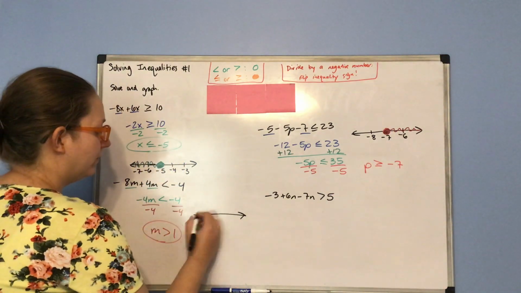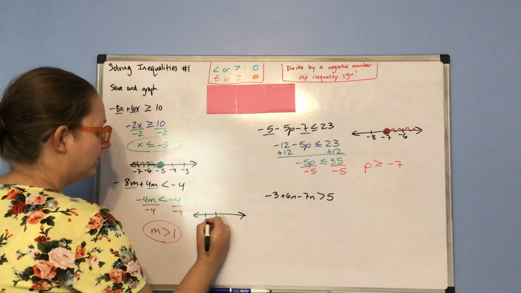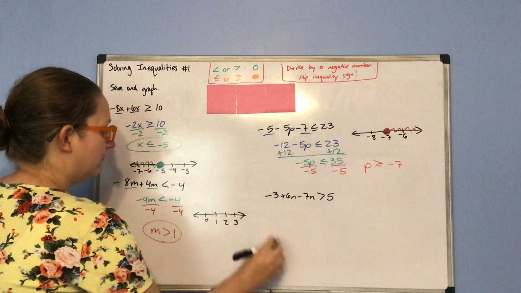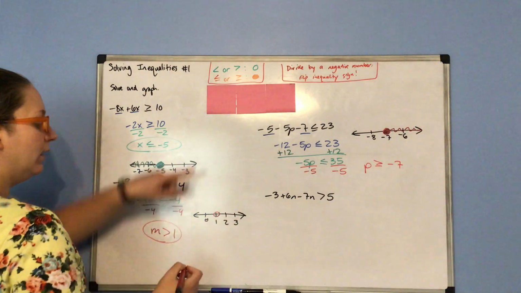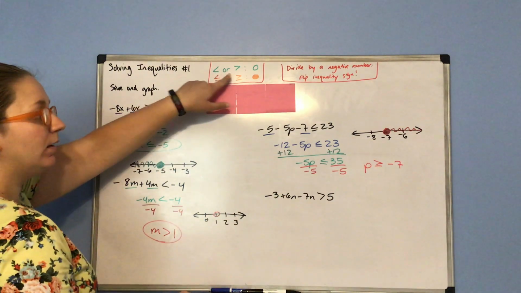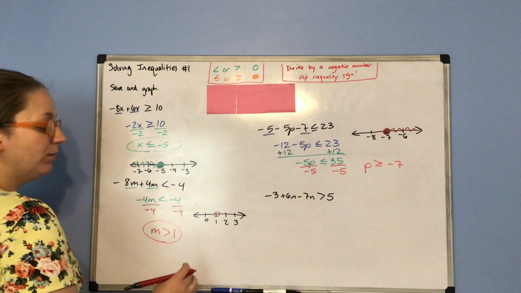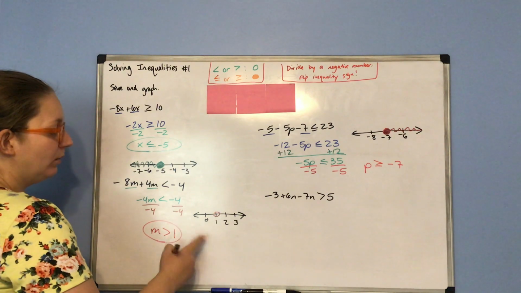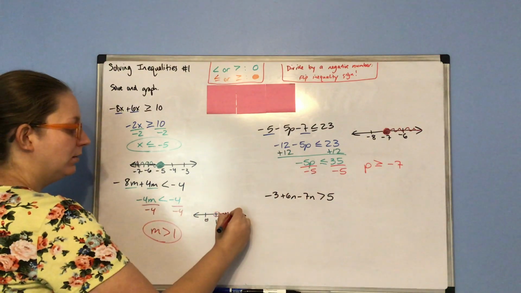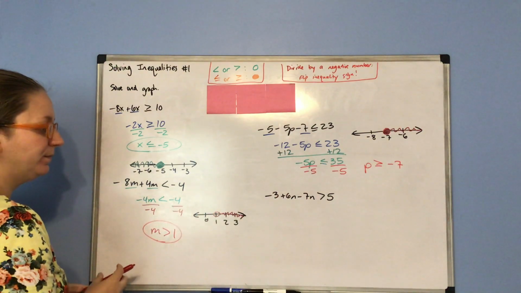Let's make our graph. I put a circle on 1. It's a regular greater than, so we use an open circle and we don't fill it in. That 1 is not technically included in our answer. And then greater than 1 means I need to shade to the right, like that.